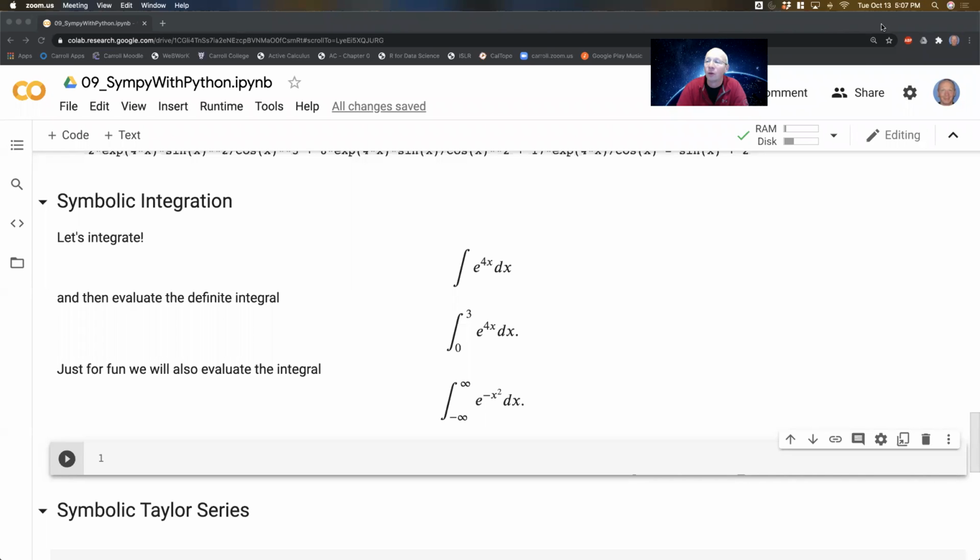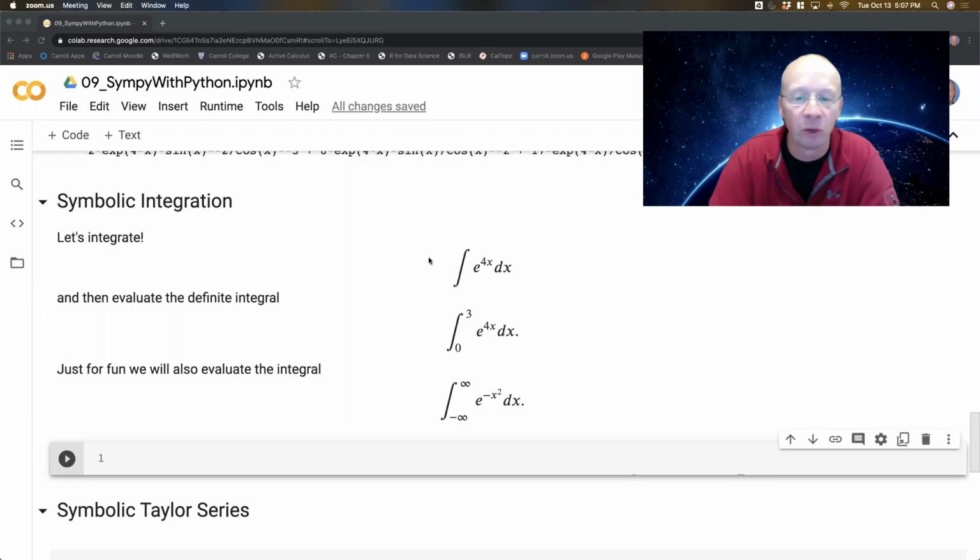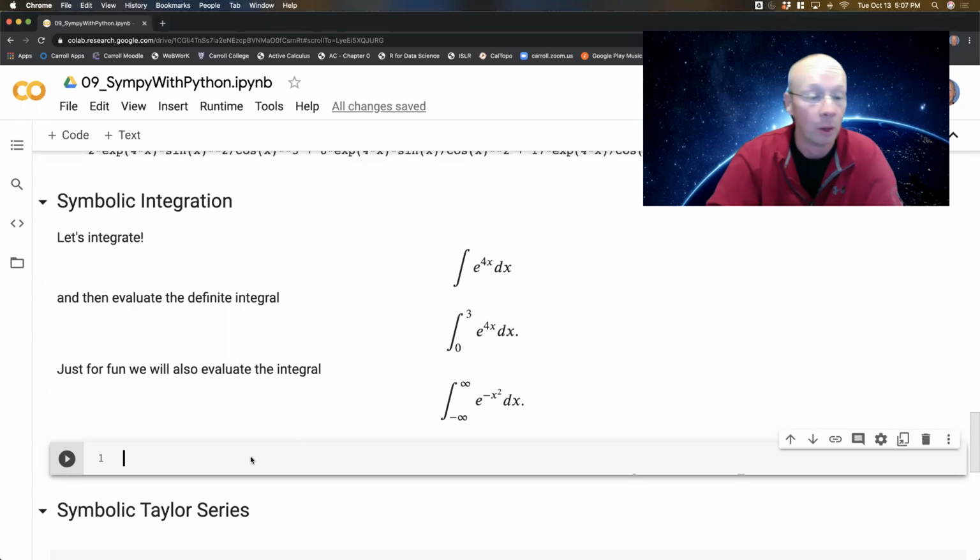Hello, ladies and gentlemen. This is the third video of Symbolic Python to do some math. In this particular one, we're going to be looking at symbolic integration. I've got three different integral problems up here that we're going to look at. We're just going to do an indefinite integral, and then a definite integral, and then a very challenging definite integral.